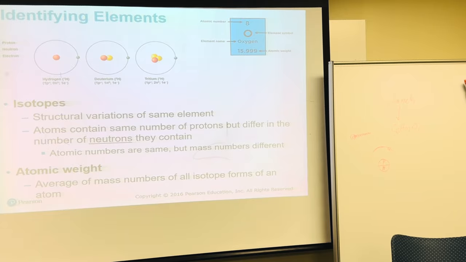For example, hydrogen does not have any what? Neutron, right? But there is another form of hydrogen which can have one neutron. There is another form of hydrogen which can have two neutrons. In that case, we call them isotopes of hydrogen. Does it make sense? Okay.